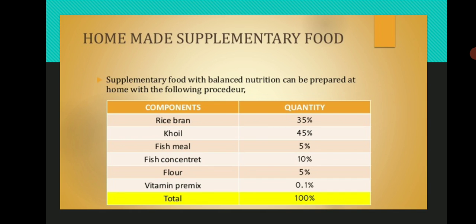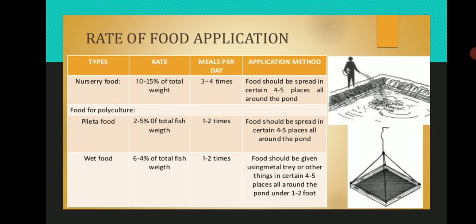Homemade supplementary food. Supplementary food with balanced nutrients can be prepared at home with the following procedure. Components: rice bran 35%, oil cake 45%, fish meal 5%, fish content 10%, flour 5%, vitamin premix 0.1%, total 100%. Rate of food application: type, rate, meals per day, and application method.